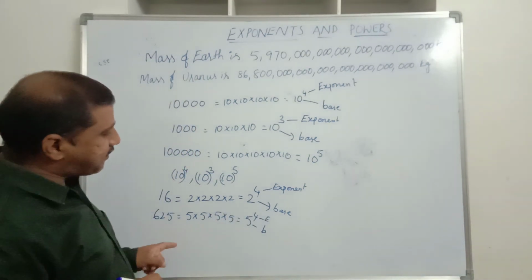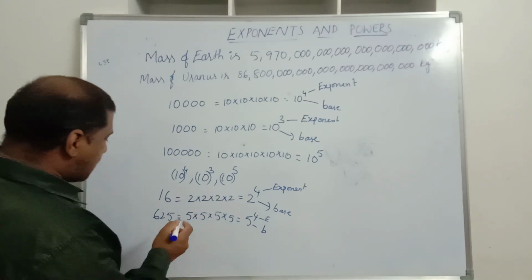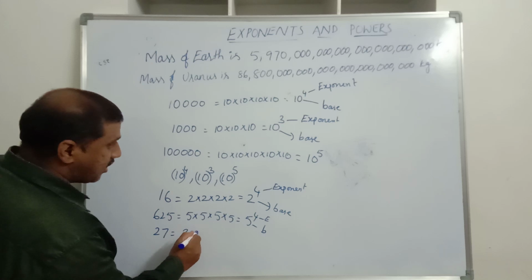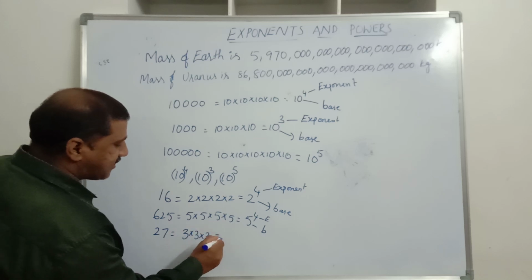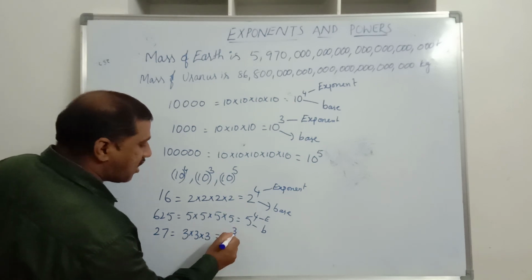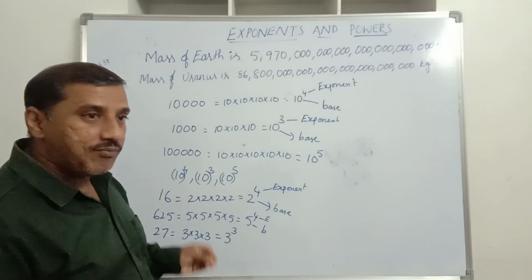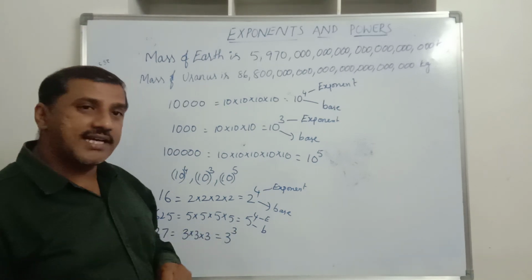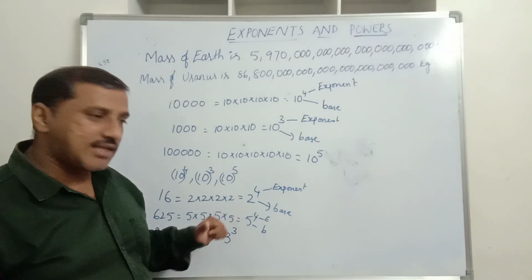And not only this, even if you take 27, 27 can be written as 3 into 3 into 3. That is 3 3s are 9, 9 3s are 27. That is 3 to the power of 3 or 3 cubed. So here 3 is the base and this 3 is again the exponent. Here base and exponent both are the same.